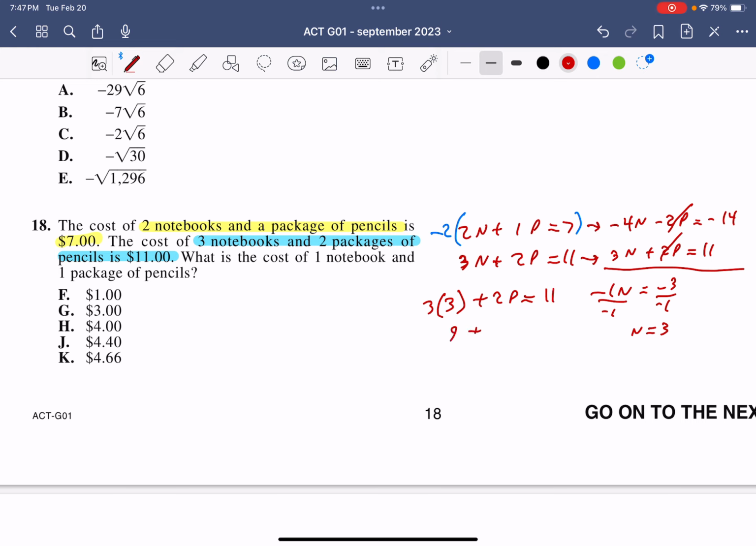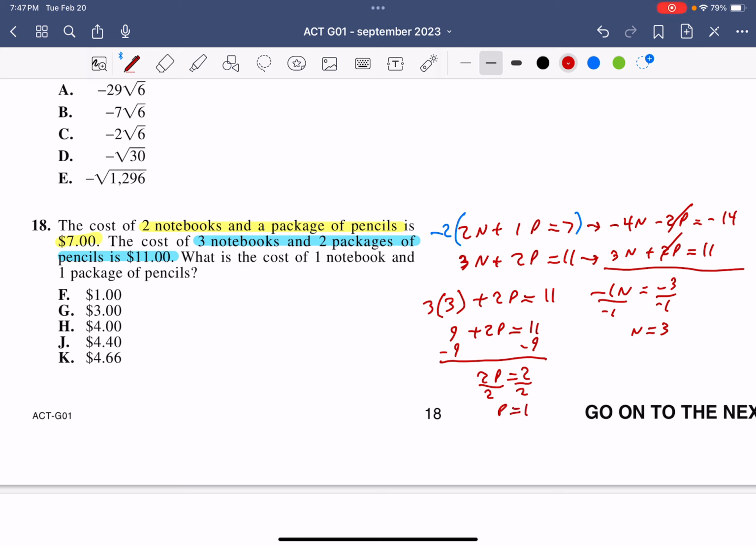So now I have 9 plus 2P is equal to 11. We're going to subtract 9 from both sides. So now I have 2P is equal to 2. And I can divide both sides by 2 to solve for P. So P is equal to 1.